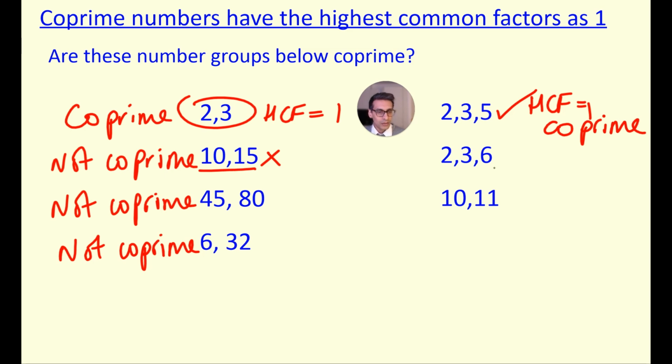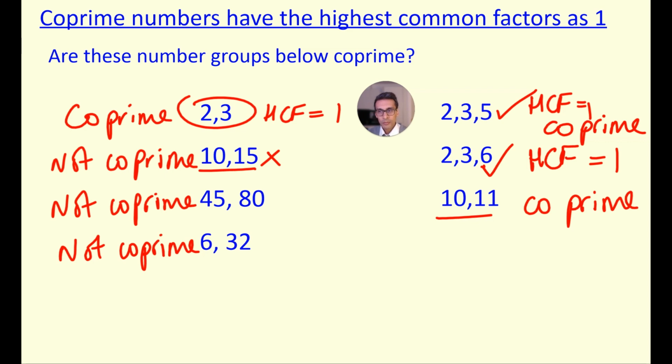2, 3, and 6. Well, the highest common factor of these three numbers for all three is actually still 1, because although we can divide the 3 and 6 by 3, you can't divide the 2 by 3, so these are coprime. And then for 10 and 11, these are also coprime.